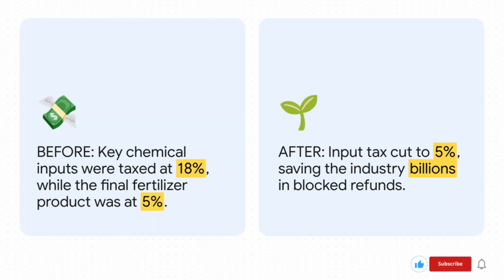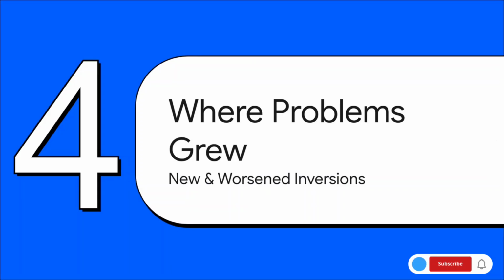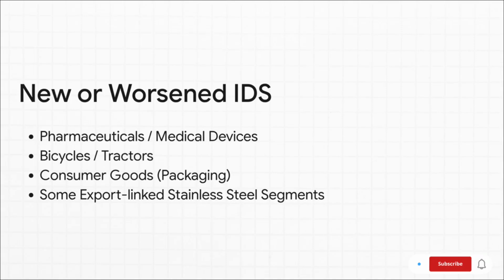We're talking about saving the industry billions in locked-up refunds. And, just as importantly, that helps bring down costs for farmers, a win-win. But as we mentioned, this reform was a bit of a double-edged sword. For every problem it solved, the same changes accidentally created new ones, or even made existing problems worse in other sectors. This is where you really see the law of unintended consequences in action. Let's dive into a few specific examples to see exactly how this happened.